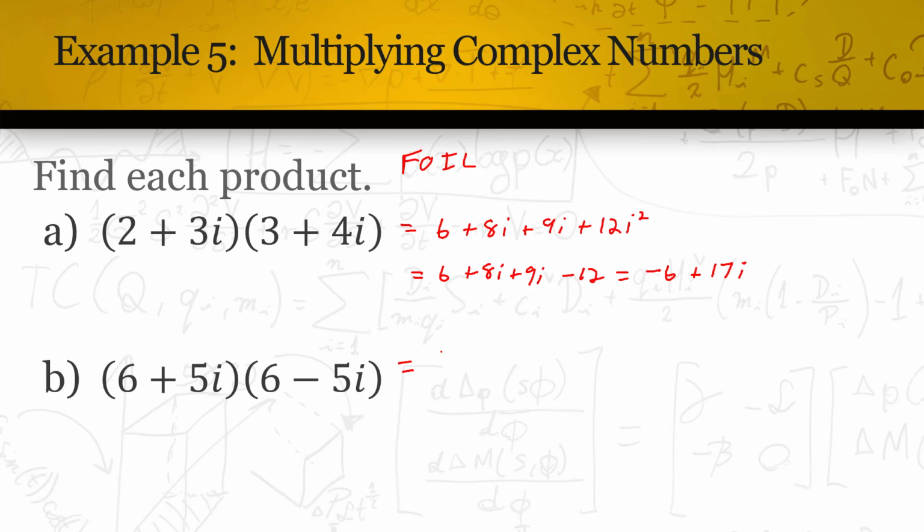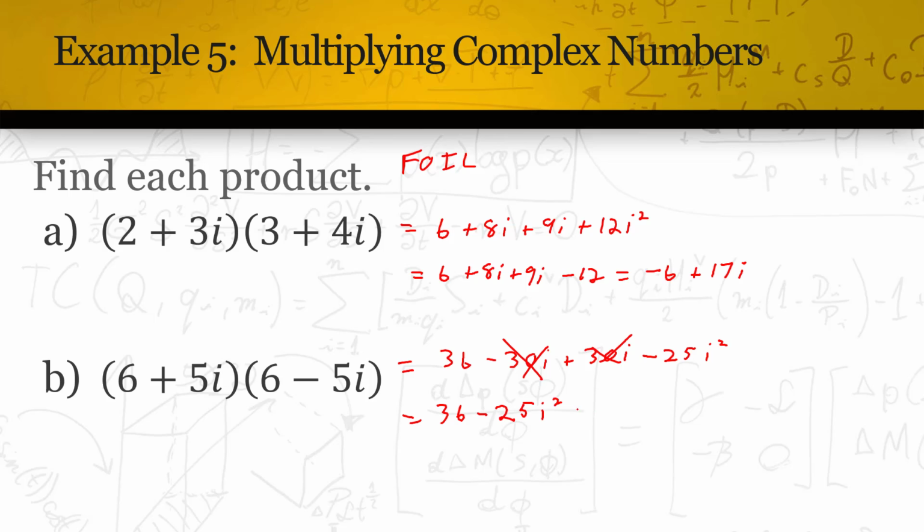6 times 6 is 36. 6 times -5i, that's -30i. 5i times 6, well, that's positive 30i. Well, isn't that convenient? And then finally, 5i times -5i is, well, 5 times -5 is -25, and then i times i is i squared. Okay, now notice here, we have -30i here and positive 30i here. They cancel.